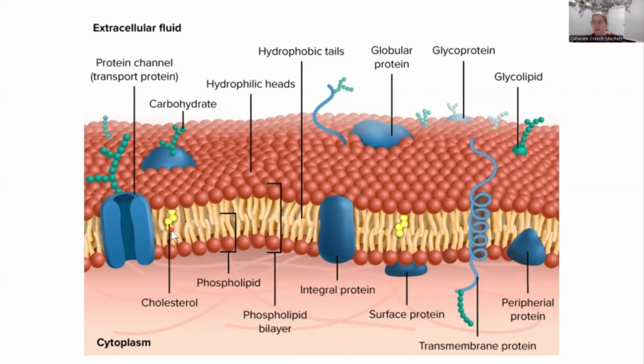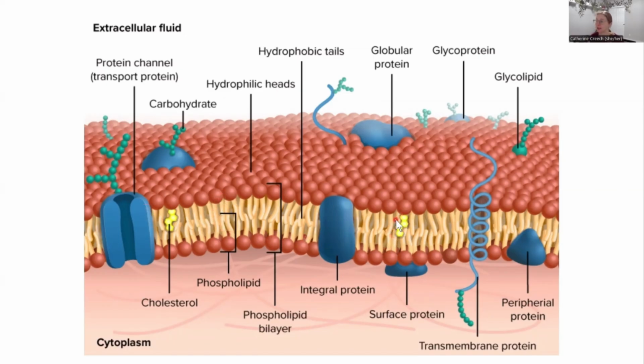We also have cholesterol. Cholesterol is important for maintaining the fluidity of your cell membrane. Fluidity means the viscosity of it. So is it loose? Is it tight? If you don't have enough cholesterol, your phospholipid bilayer can actually crack. And so we want to keep it nice and smooth. And that's what the cholesterol does for us.